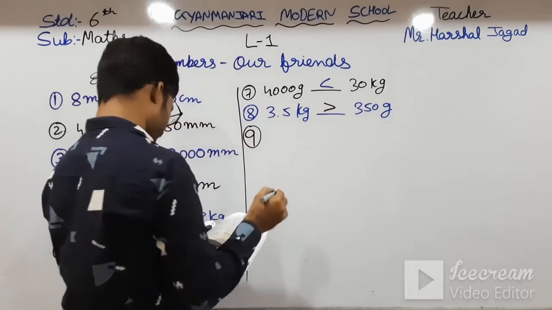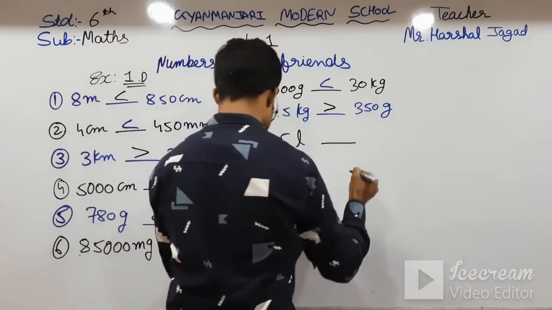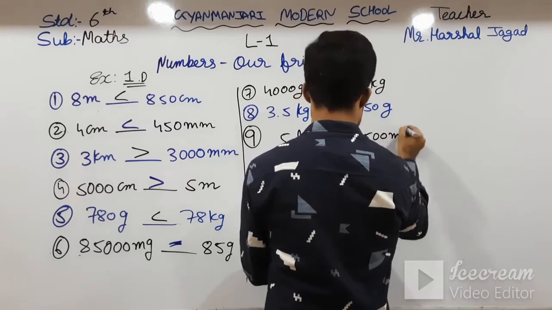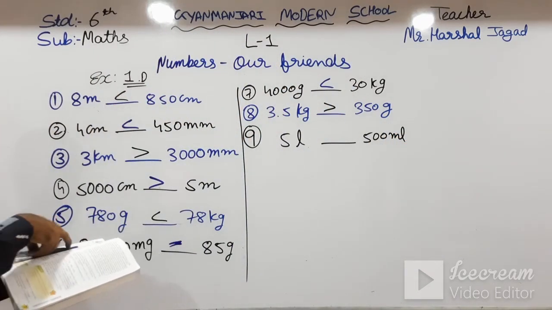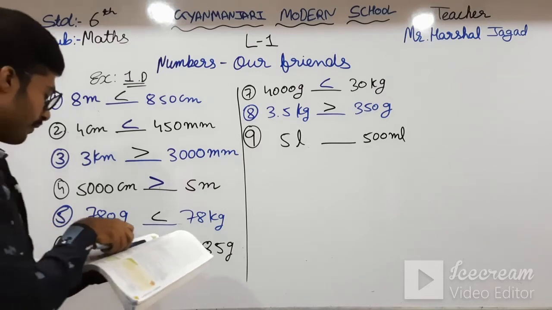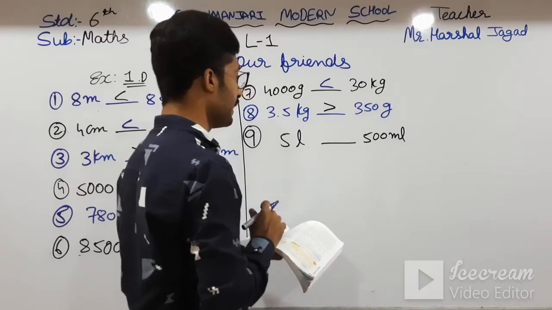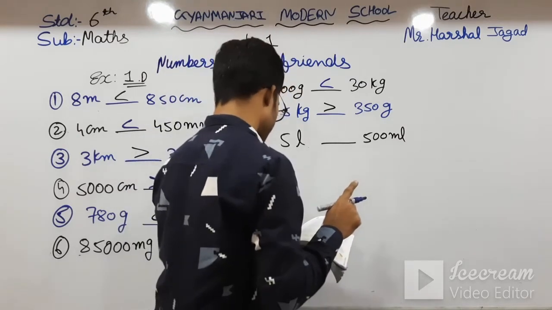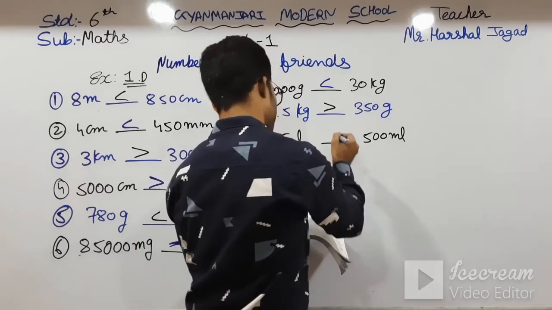Ninth one, that is 5 liter and 500 ml. We all know 1 liter is equal to how much milliliter? 1000 milliliter. So what will come? 5 liter will be greater.